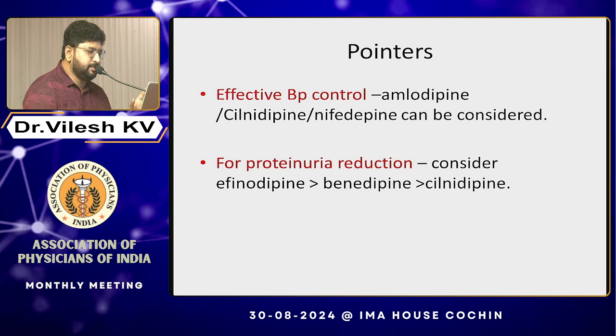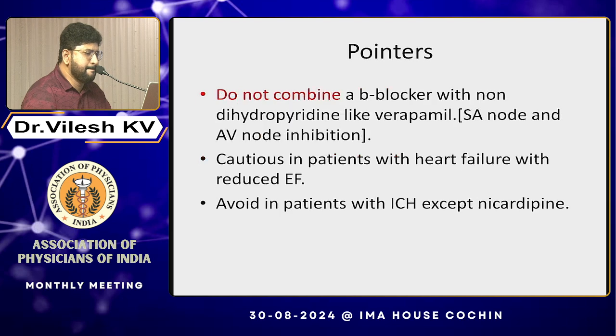Some pointers which come to mind after going through all the trials. For effective BP control, I still believe that amlodipine is far and away better. These three drugs can be considered. So in comparison to efonidipine and benidipine, the control of blood pressure is good with the above. Whereas when proteinuria reduction is considered, then I think efonidipine scores better than or equal to benidipine and much better than cilnidipine.